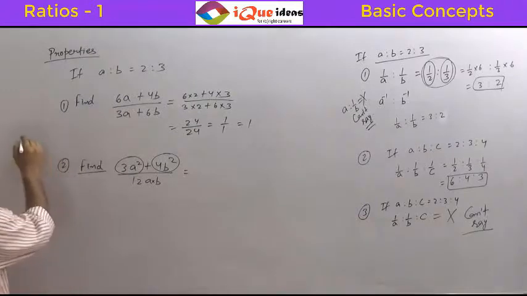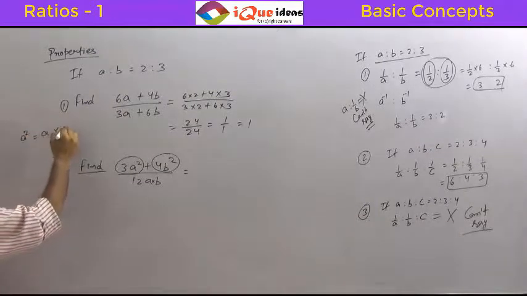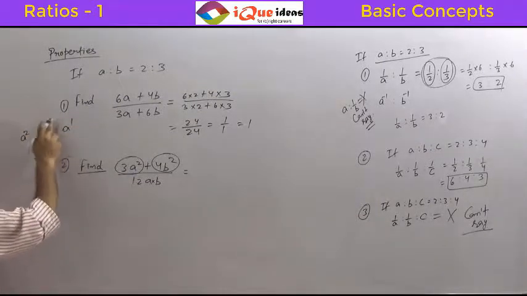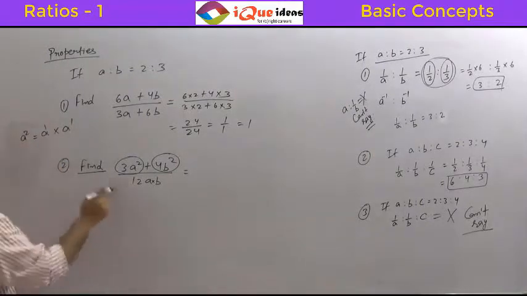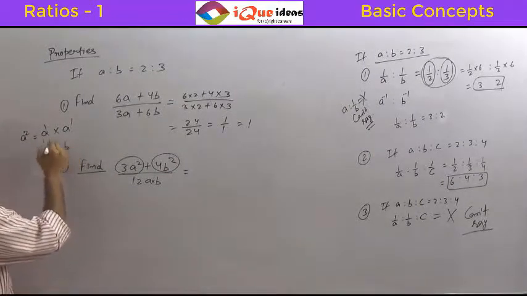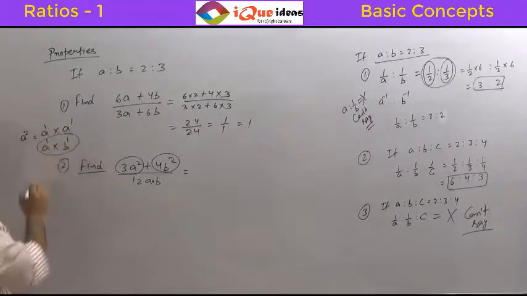See, understand, a square is what? At the end of the day, it is a into a. So power 1, 1. And when you multiply, the powers get added. So 1 plus 1, 2. Even if it is a into b, the net power of the term will be 1 plus 1, that is 2 only. So we can calculate this.